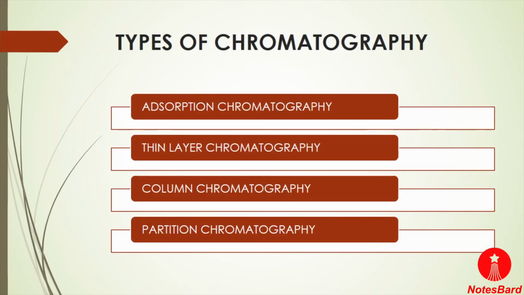Now chromatography is differentiated into different types on the basis of the methods adopted. These types include adsorption chromatography, thin layer chromatography, column chromatography, and partition chromatography. So let's start with the first type of chromatography, which is adsorption chromatography.